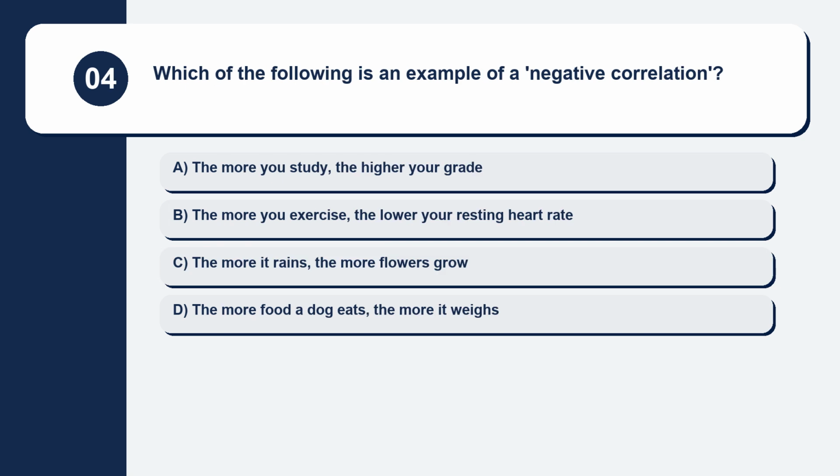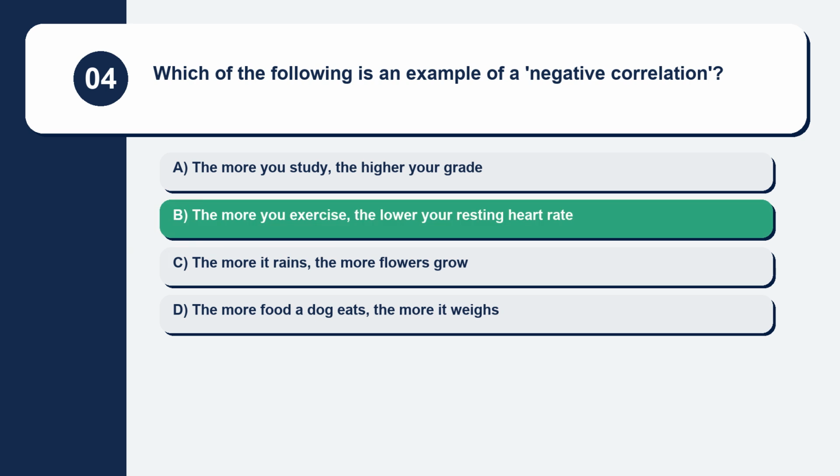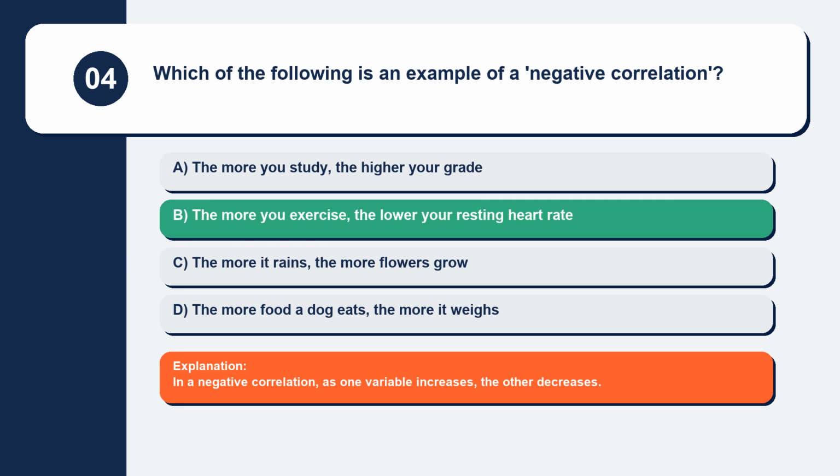Question 4. Which of the following is an example of a negative correlation? The more you study, the higher your grade. The more you exercise, the lower your resting heart rate. The more it rains, the more flowers grow. The more food a dog eats, the more it weighs. In a negative correlation, as one variable increases, the other decreases.